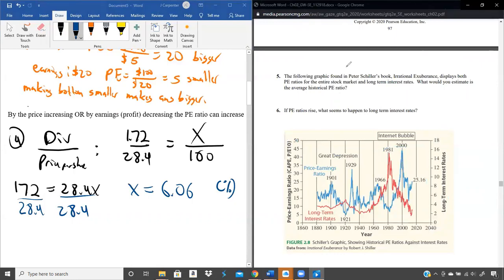Point of this problem. The following graphic displays PE ratios, so those are in blue, and long-term interest rates that are in red. How can you tell? Look at the colors of the words. What would you estimate is the average historical PE ratio? So the PE ratios are based on the left numbers where it says PE ratio. So this is about a 20, this is about a 25, this is about a 32, 33, somewhere like that. Up here at 2000, it's about 45.